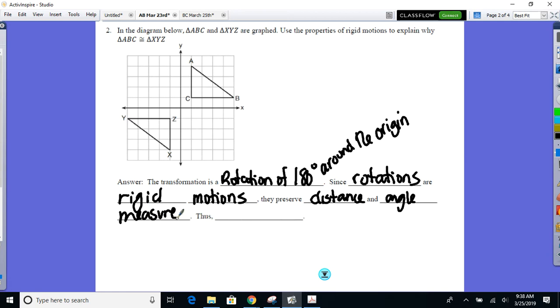Thus, this is the best part. You can write henceforth, whatever. What else do I have? In conclusion.